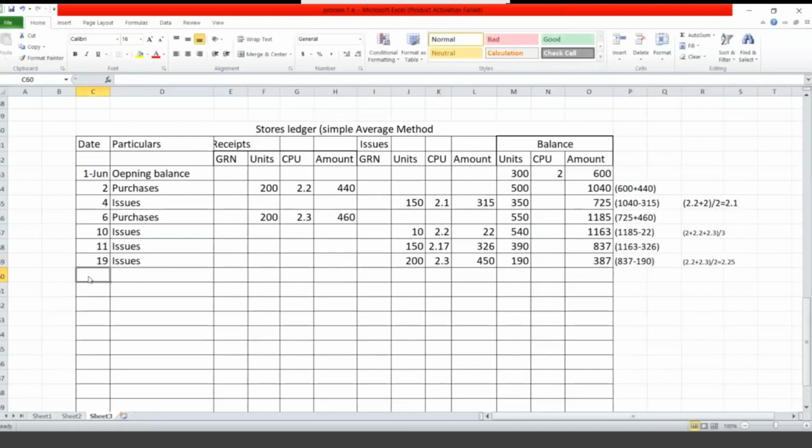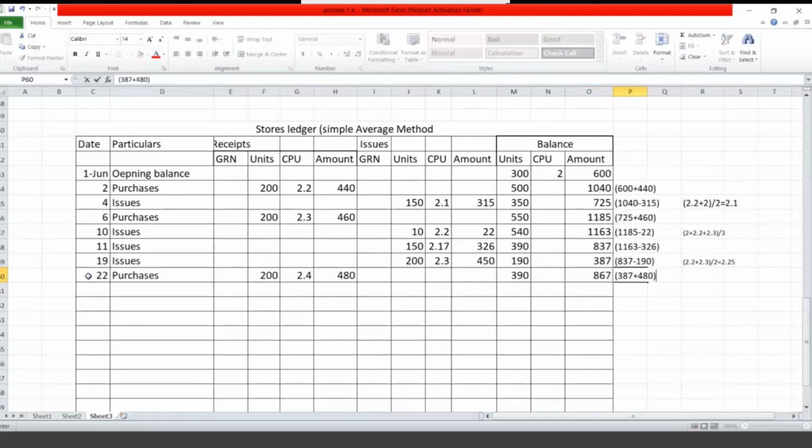It is on 22nd. It is an easy and direct transaction. Purchases are there. How much? 200 units with the price of 2.4. Then what is the amount? 480 you got. Now what is the balance? 190 plus 200, it is 390. 387 plus 480, it is 867. Now mention here how you got this one. 387 plus 480, already you are having with you.